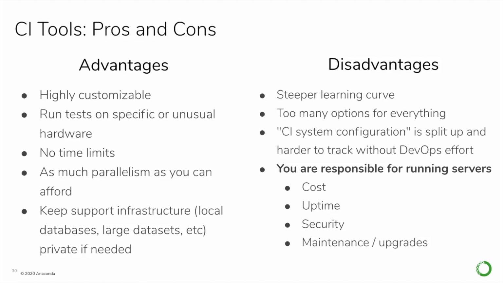So pros and cons here. CI tools are highly customizable. You can run any hardware you want, no time limits. You basically can do anything that you can pay for the hardware of. So it's no rules, no limits for you. And it lets you keep things private that might need to be private. If you need to run tests on databases or large data sets that you can't just push out somewhere that can be seen, a CI tool running inside of your firewall is a great option.